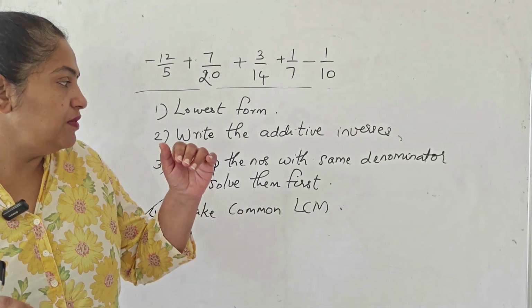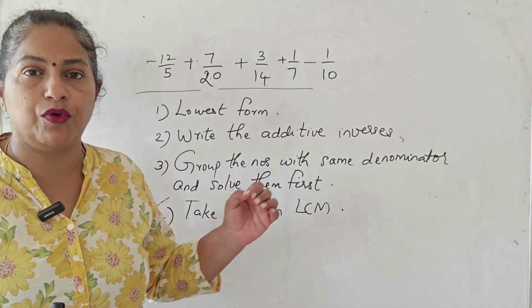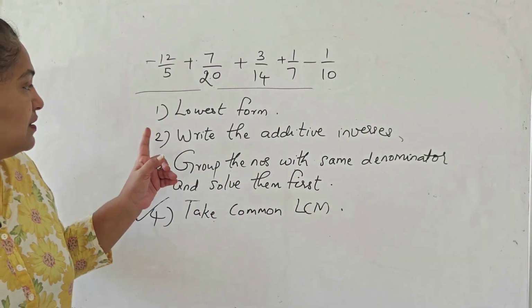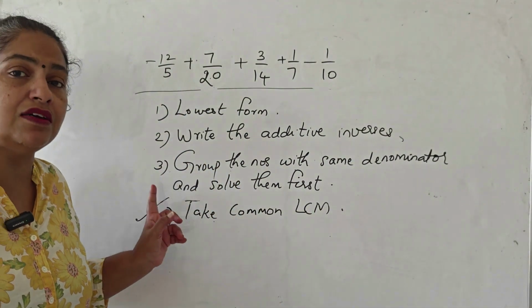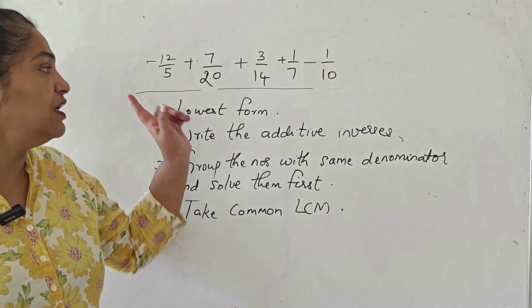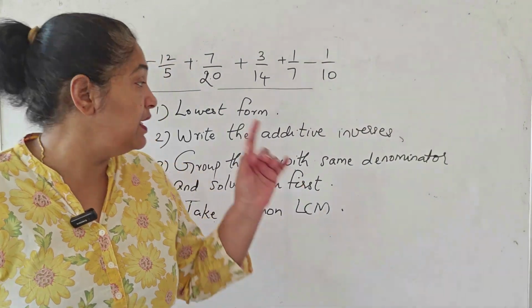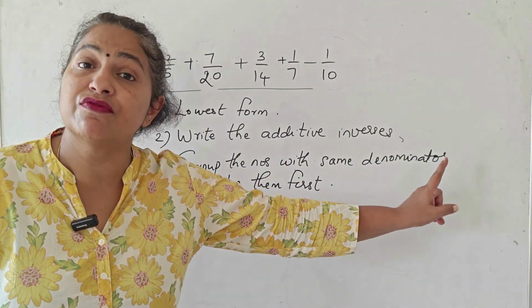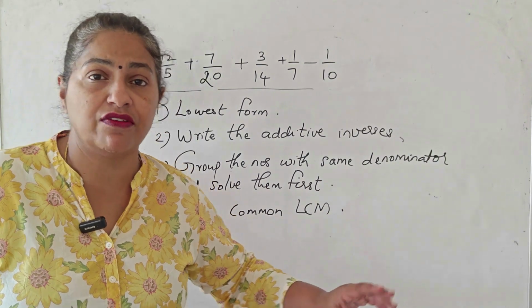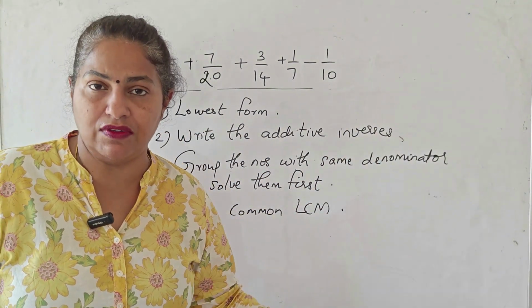Okay, so in the previous slide, when I was explaining the first point, you must have noticed that the second point was written as the third one and the third one was written as the second one. But it is always better to follow in this way. First, convert the rational numbers into the lowest form if possible. Then write the additive inverses wherever required, wherever there is a subtraction sign. Then group the numbers having the same denominator and solve them.